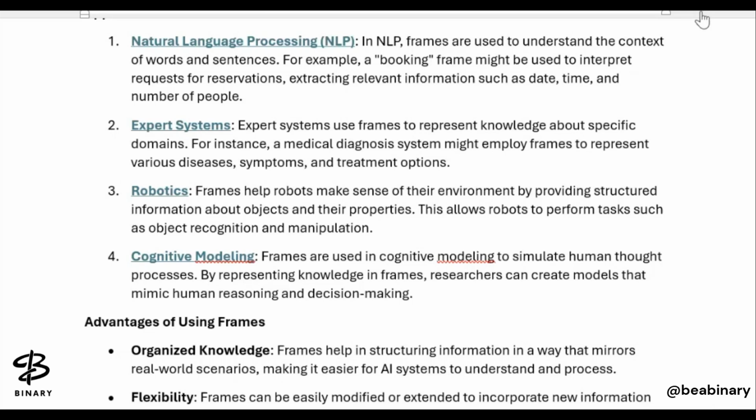So what we were saying is that frames encapsulate information about objects, events, and their relationships within a particular context. We had also talked about how each frame consists of a set of attributes and their values, forming a template for understanding specific situations. In frames, we talked about the components, the slots, right? The facts, the procedures, the default values.